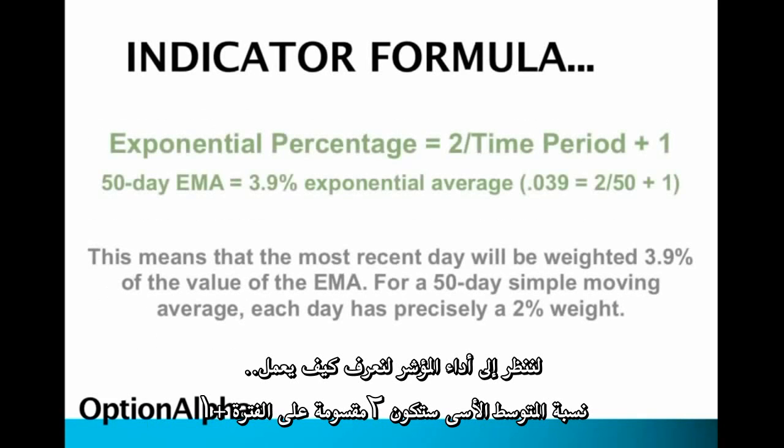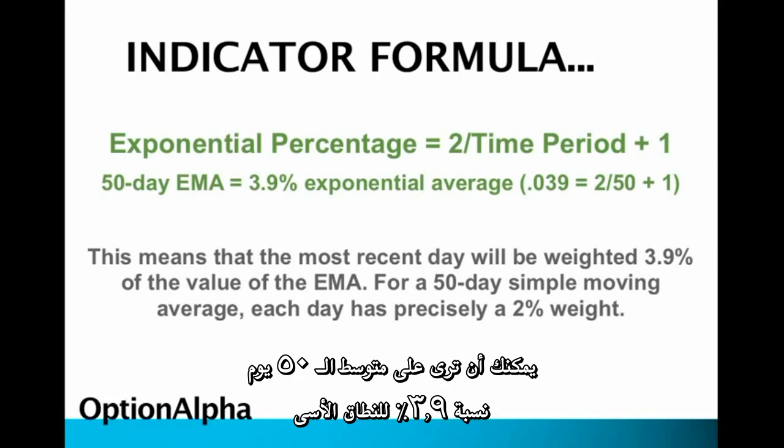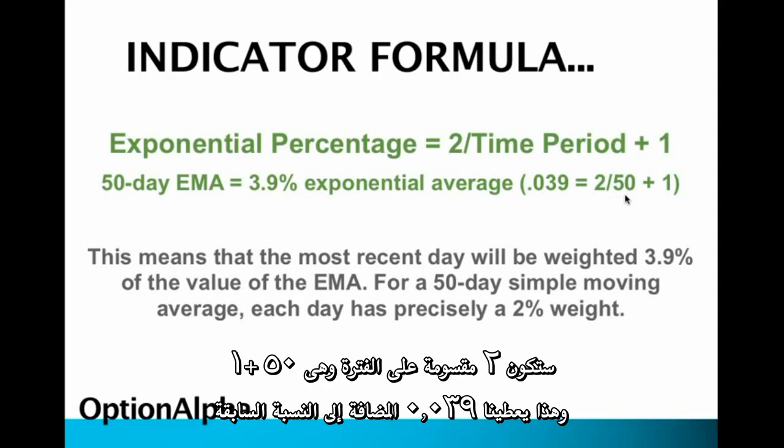So let's look at the indicator formula here just so you understand how it works. The exponential percentage is going to be 2 divided by the time period plus 1, and that's going to give us the percentage that we're going to factor in. So you can see here on a 50-day moving average, the exponential percentage would be 2 divided by the time period, which is 50, plus 1, and that gives us 0.039. That's 3.9%.